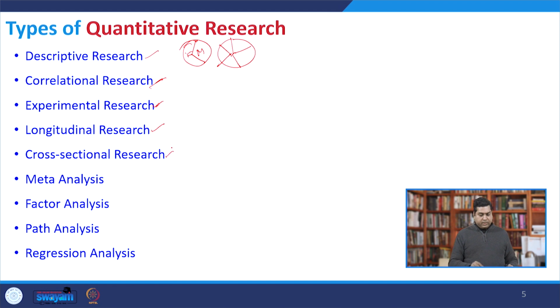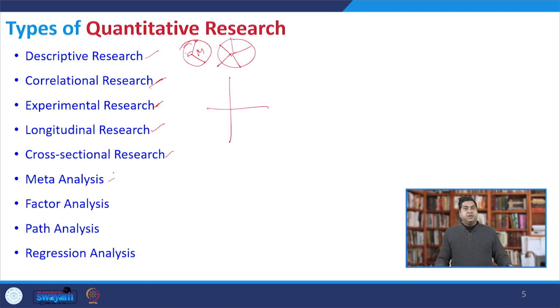Now the other one is the cross sectional. So in this case it is just a particular moment. So something is going on. So you just intercept, you just make a cross section, at a particular time you just extract the information. That is cross sectional research.